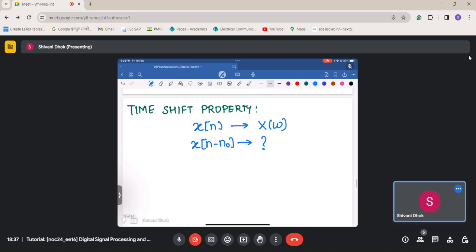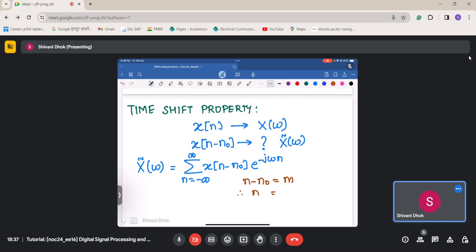Let's say that this thing here is x tilde of omega. So this x tilde of omega is equal to summation n running from minus infinity to infinity x of n minus n naught into e power minus j omega n. Now we will substitute n minus n naught as m. Therefore n will be equal to m plus n naught, and if n is running from minus infinity to infinity, m will also run from minus infinity to infinity.